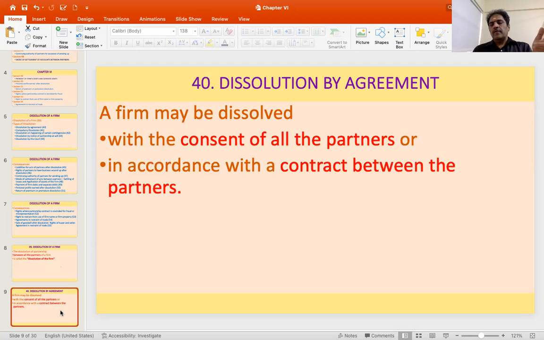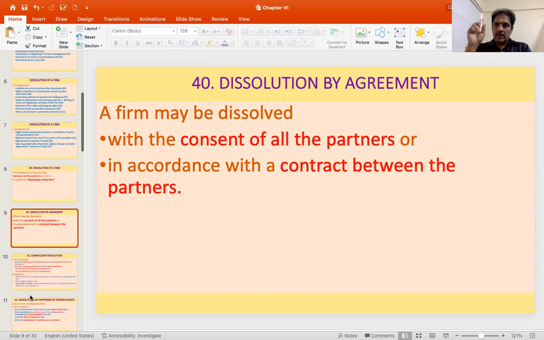Now, first of the modes of dissolution is by agreement. The partnership has been created by agreement, and similarly, the partnership can be dissolved by agreement. That is, a firm may be dissolved with the consent of all the partners, or in accordance with the contract between the partners. The mechanism of dissolution can be drawn up as a part of the original partnership agreement itself, or subsequently the terms of dissolution could be drawn up, and if all the partners consent, then the dissolution will be by agreement.